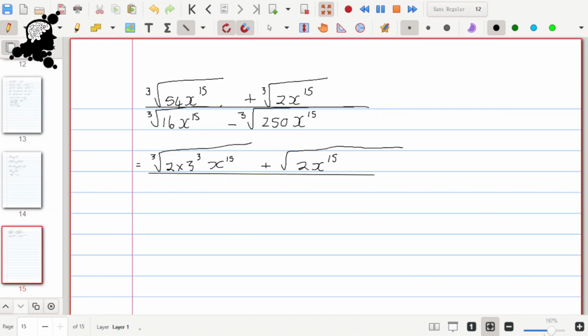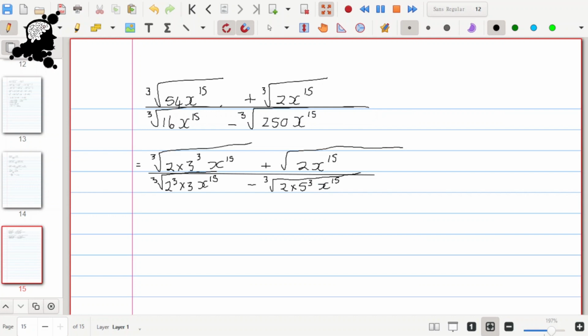All divided by the cube root of 16. When you press 16 on the calculator to get a prime number, you will get 2 to the power 4. I'm going to write this as 2 to the power 3 times 2, x to the power 15, minus the cube root of 250. So 250 as a prime number is going to give us 2 times 5 cubed, x to the power 15.